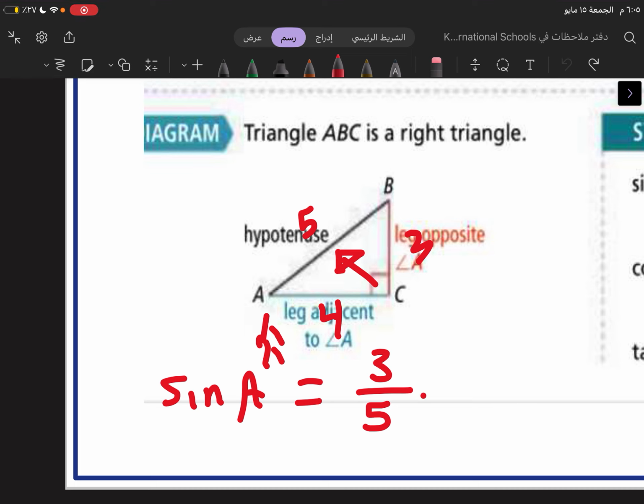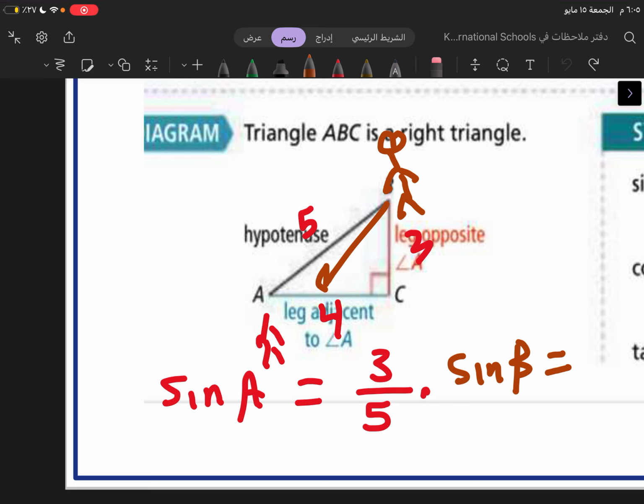But if I ask you, what is the sine of B? Sine of angle B. You have to stand on the angle B here and take the opposite over the hypotenuse, which is 4 over 5. Okay? And you know the rest. Yes, my dear student? Good.